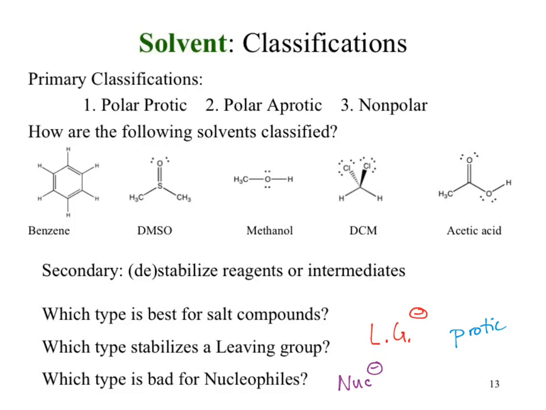What happens in the SN2 mechanism? What's your rate dependent on? The leaving group, or our substrate and our nucleophile. If we weaken the strength of the nucleophile, what happens to the rate for an SN2 reaction? It slows down. Okay? So I want a different solvent when we're looking at the SN2 reaction, because if I use a protic solvent, I've now destroyed my nucleophile.